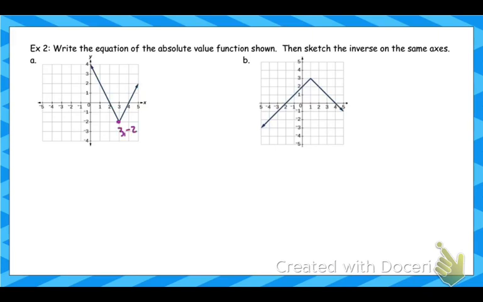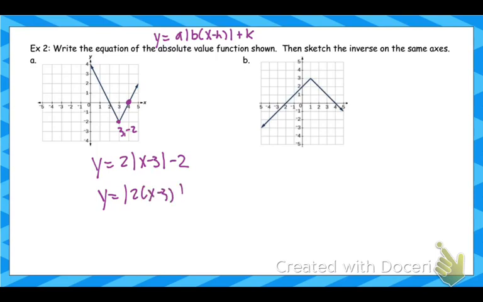So the form that this goes in, if you remember, is A, absolute value, B, x minus h, plus k. So A is going to be that slope. It opens up, so it's positive, and then that slope up 2 over 1. So this would be 2 absolute value of x minus 3, minus 2. Now, if you wanted to, you also technically could write this as 2 times the absolute value of the parentheses x minus 3, and it's going to give you the same graph. So you could write those either way, but typically you just tend to see this one more often. It's a little bit easier for us to write.